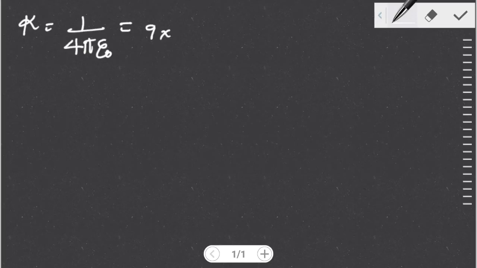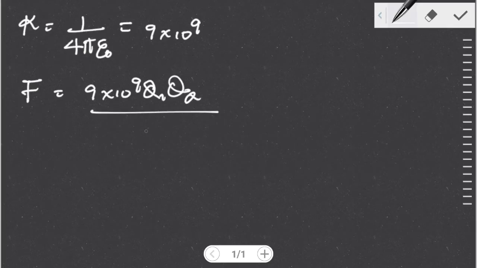Now, having known that K is equal to 1 over 4 pi epsilon naught, if you insert this into your calculator, you get 9 times 10 to the power 9. Therefore, our force would be equal to 9 times 10 to the power 9 times charge 1, charge 2, all over distance of separation squared. This is the main expression that we are going to use to solve most of the problems.